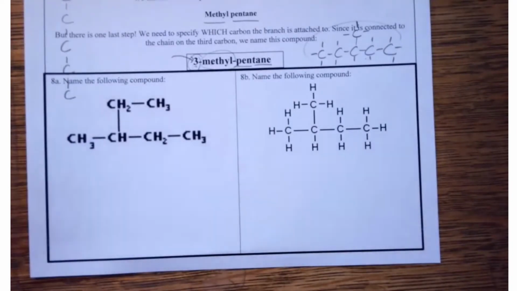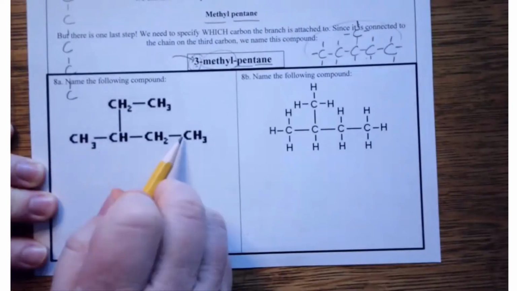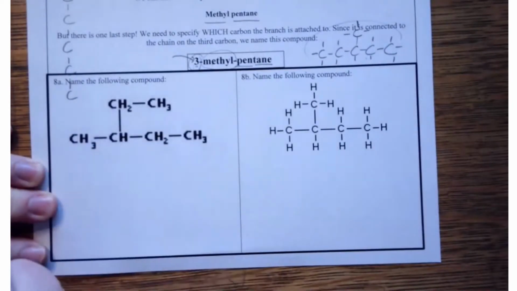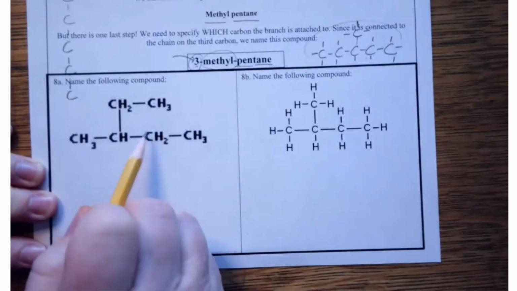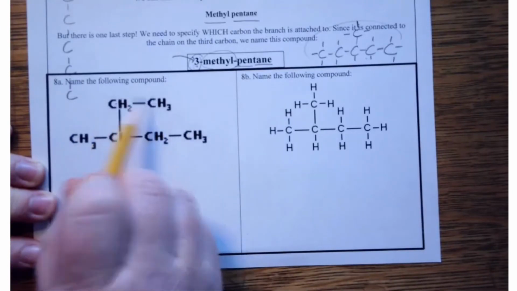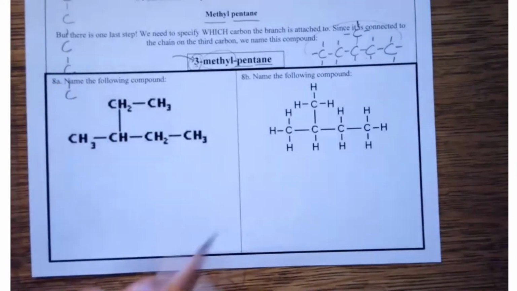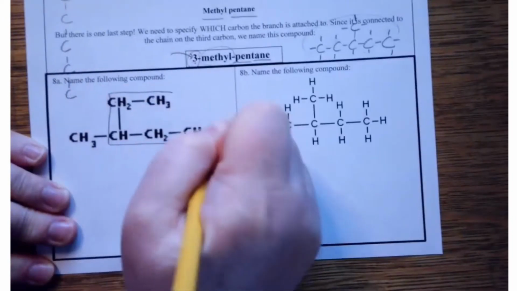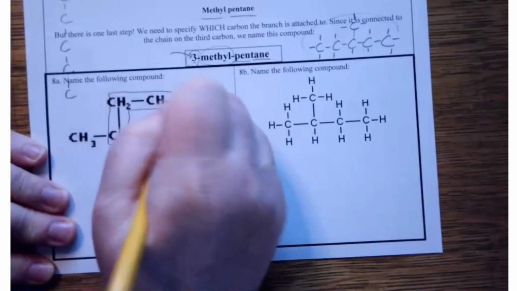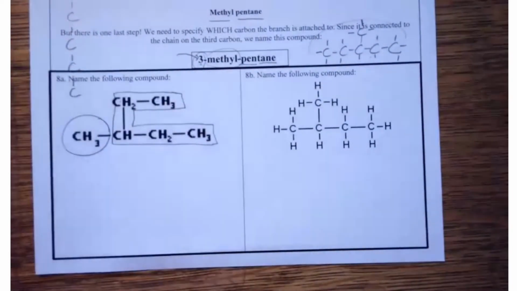Are you ready? All right, so we need to find the longest chain. Well, if I go across, 1, 2, 3, 4. So 4 is going to be my answer unless I can find a longer one. 1, 2, 3, 4. Nope. 1, 2, 3, 4, 5. Okay, so my chain has 5. Which 5 are part of the chain? These 5. Okay. What is not part of the chain? This. So that's a branch.